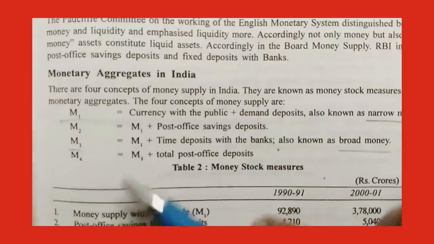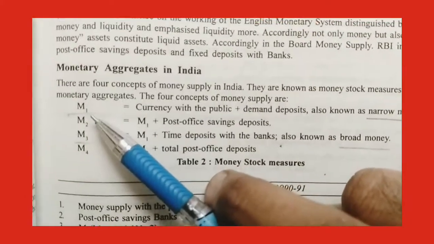M3 and M4 are called broad money, since they include larger constituents of money supply. Generally, in India, M3 is treated as the aggregate money supply. Look here, these are the monetary aggregates in India.